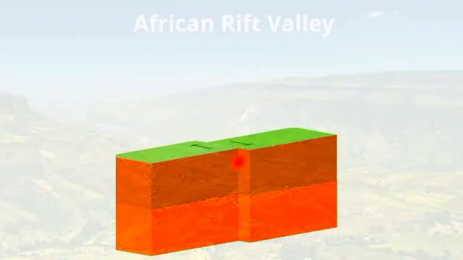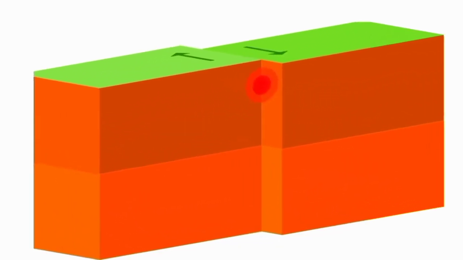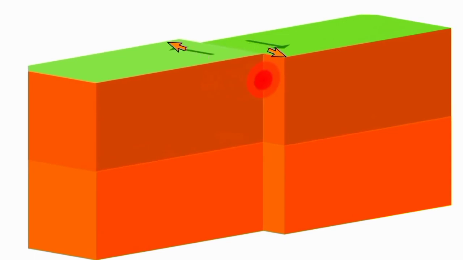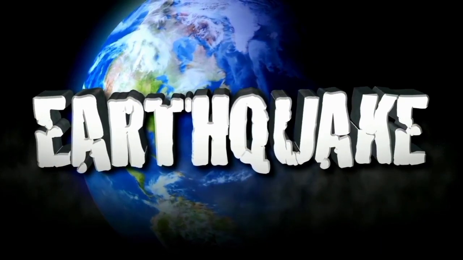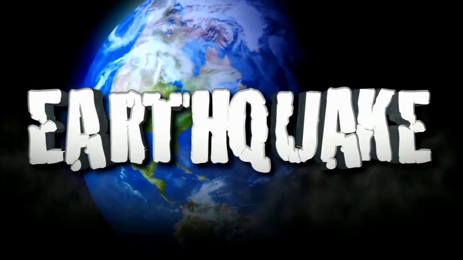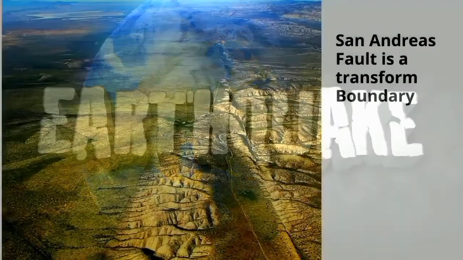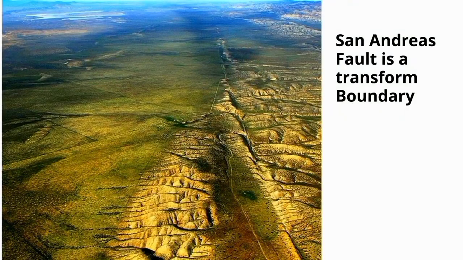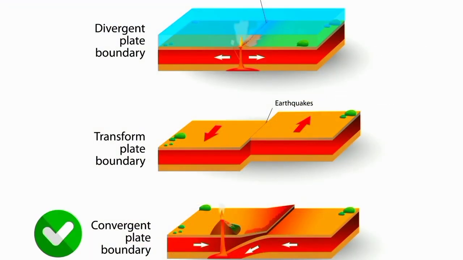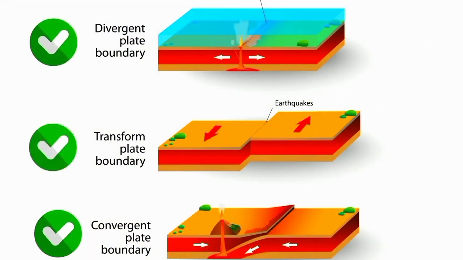And finally, transform boundaries occur where two plates move past each other horizontally. When the plates move next to each other, they do not go along smoothly. Instead, they scrape at each other in a series of sudden slippages of crustal rock, and these can be felt as earthquakes. Unlike the other types of boundaries, transform boundaries generally do not produce magma. The San Andreas Fault in California is a major transform boundary. So there we go, three types of plate boundaries: convergent, divergent, and transform.